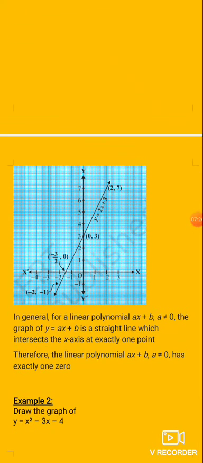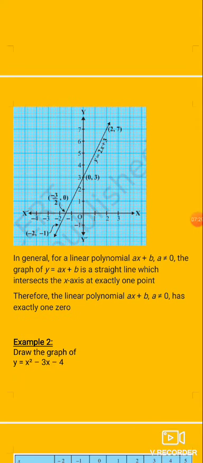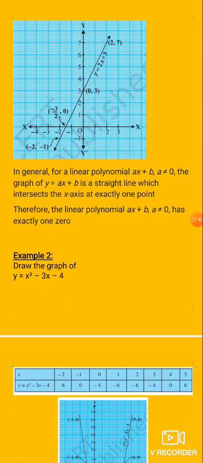Okay. Now, same as that, example 2. Draw the graph of y is equal to x square minus 3x minus 4. So, what type of polynomial is this one? Yes, it is a quadratic polynomial, a second degree polynomial. Now here also we need to draw the table. So here the values of x, which are they? Minus 2, minus 1, 0, 1, 2, 3, 4, 5. So we will get the corresponding value of y.